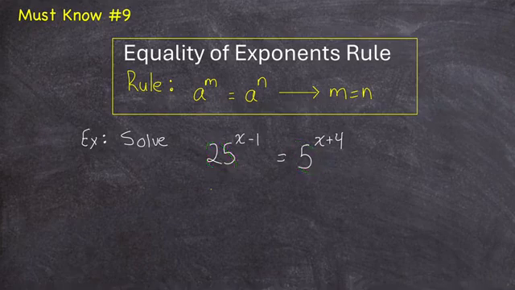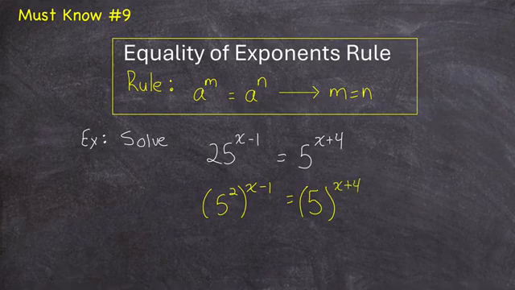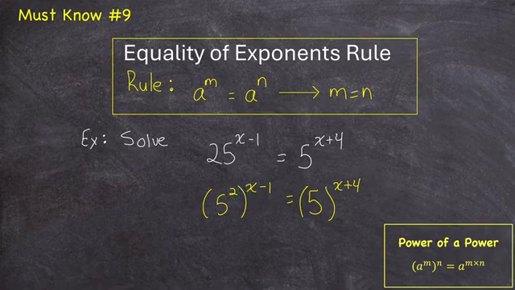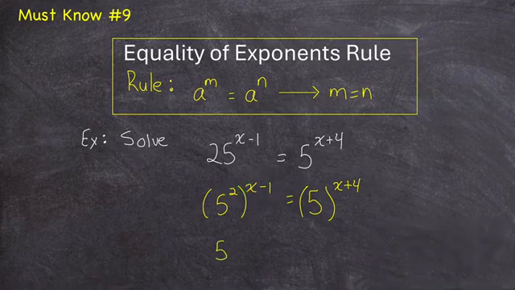25 is the same thing as 5 squared. And on the right side of the equation, it's already a power of 5. It's 5 to the 1, but I'll just write it as 5. And let me simplify this power of a power that I have on the left by multiplying the exponents together. So the base of the power is 5. And when I do 2 times x minus 1, make sure I multiply the x and the negative 1 by 2 to get 2x minus 2. And that's equal to 5 to the power of x plus 4.